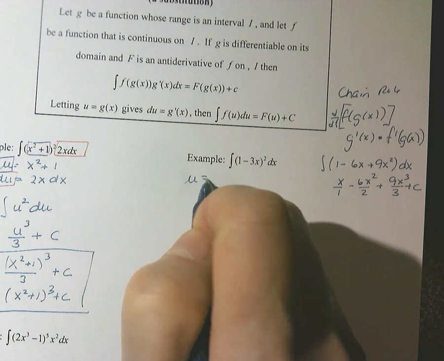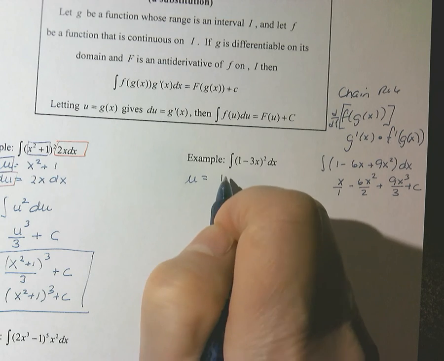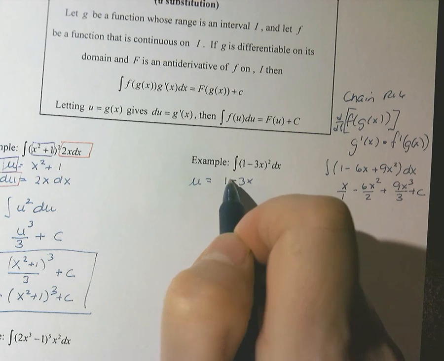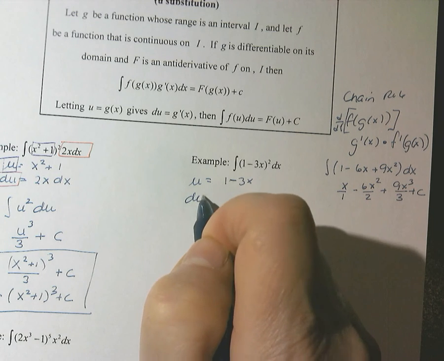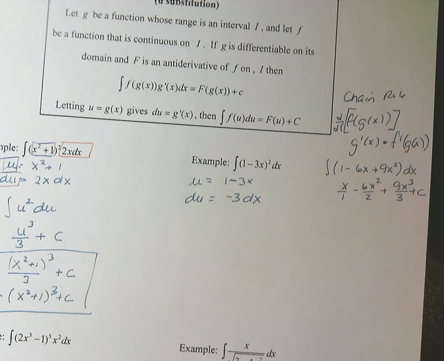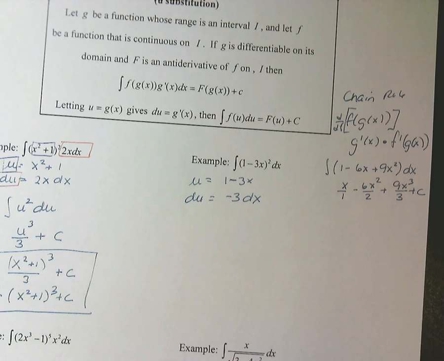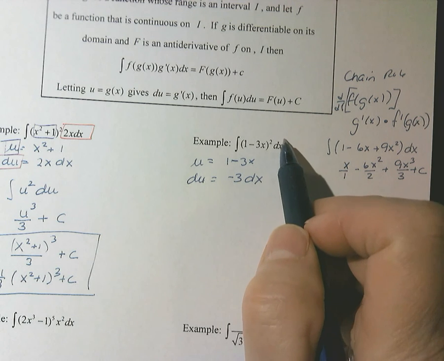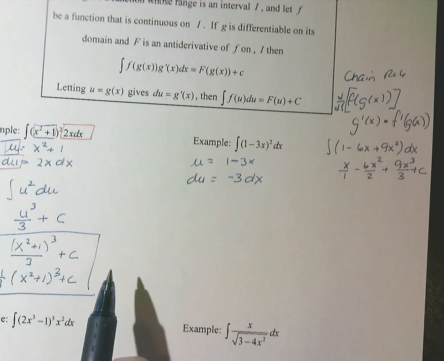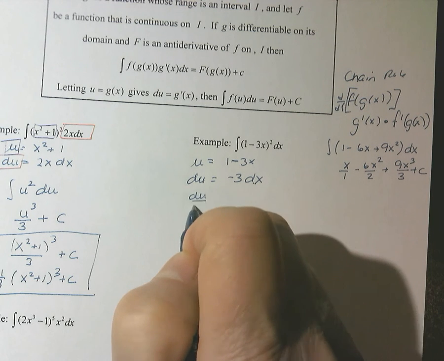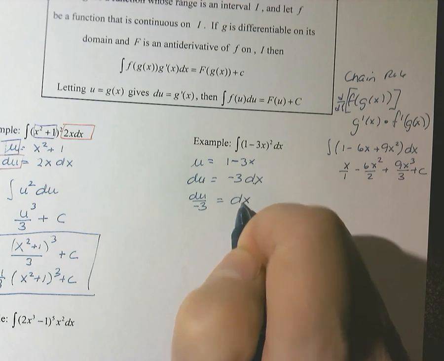So u is going to equal the inside function, so this 1 minus 3x. So du is going to equal negative 3 dx. And this is where different teachers show this different ways. Different students pick up on this in different ways. I notice that I have a dx here. I don't have a -3. So I'm going to solve this for dx. And I get du over -3 equals dx.